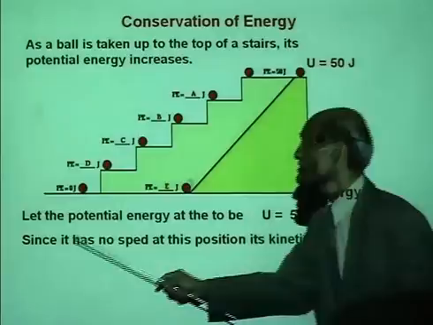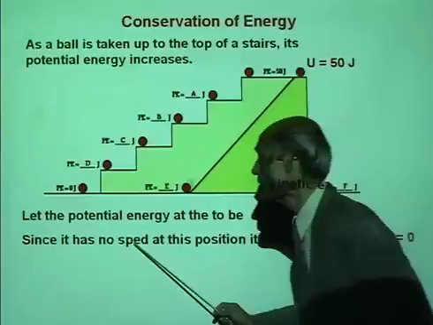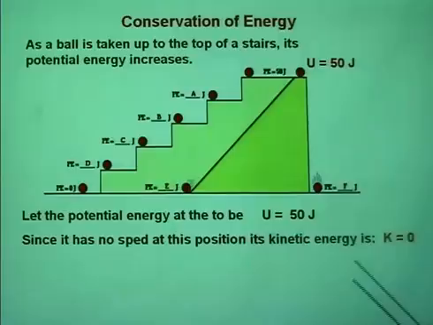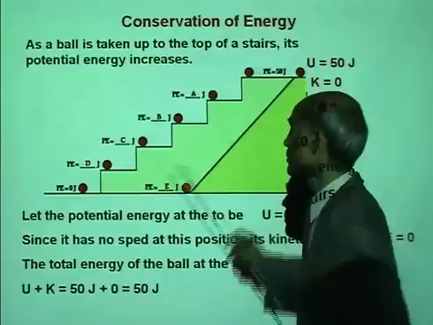Since you took it there and kept it at the top of the stairs, it has no kinetic energy, it has no speed. Now since it has no speed at this position, its kinetic energy K is zero. So what is the total energy at that position? The total energy of the ball at the top of the stairs is 50 plus zero, that is potential energy plus kinetic energy, equal to 50 joules.